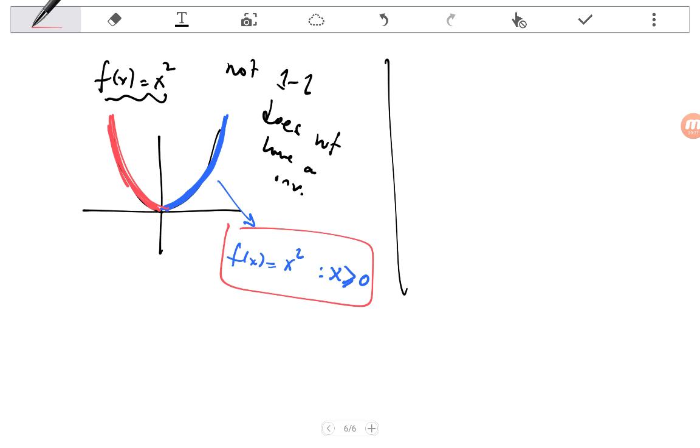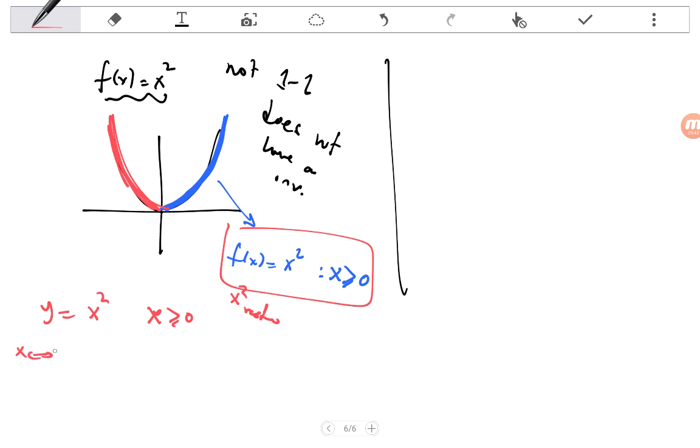What is a restricted x squared? This is x squared restricted. What is restricted? It is an x squared that has an inverse. Okay? Now what is the inverse in this case? That will be y is equal to x squared and x is greater than or equal to 0.